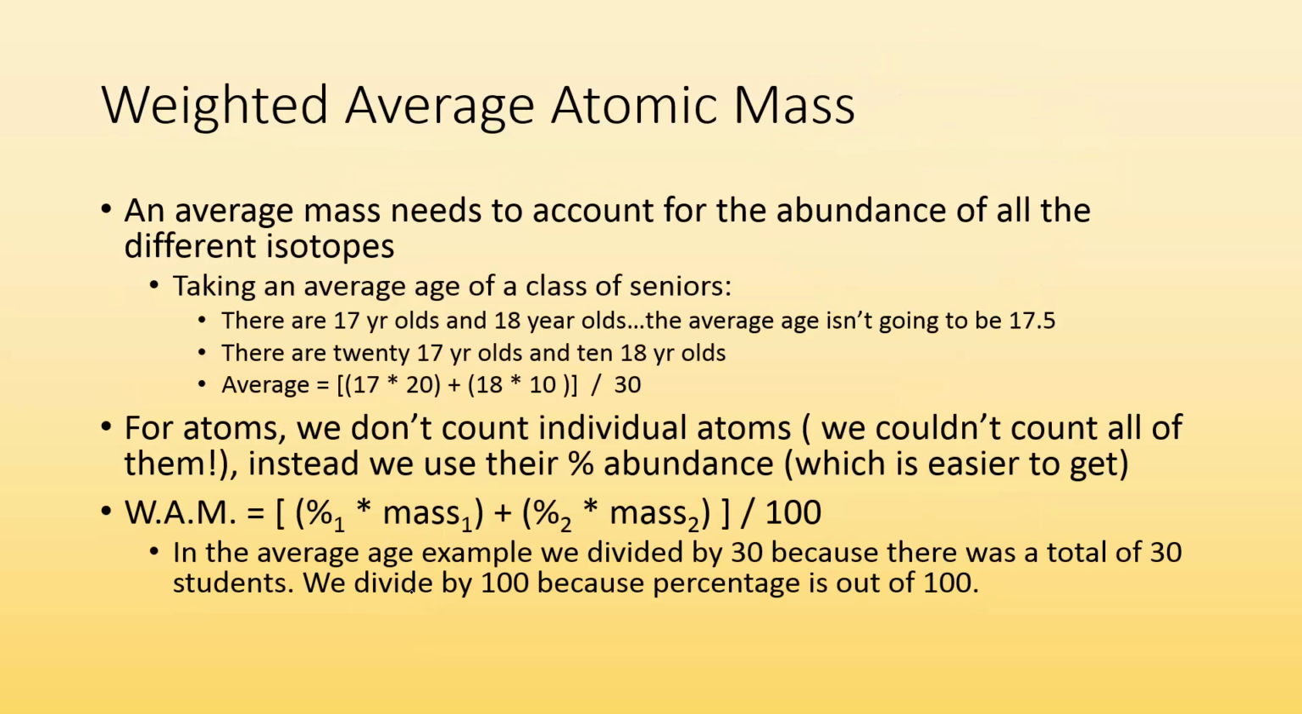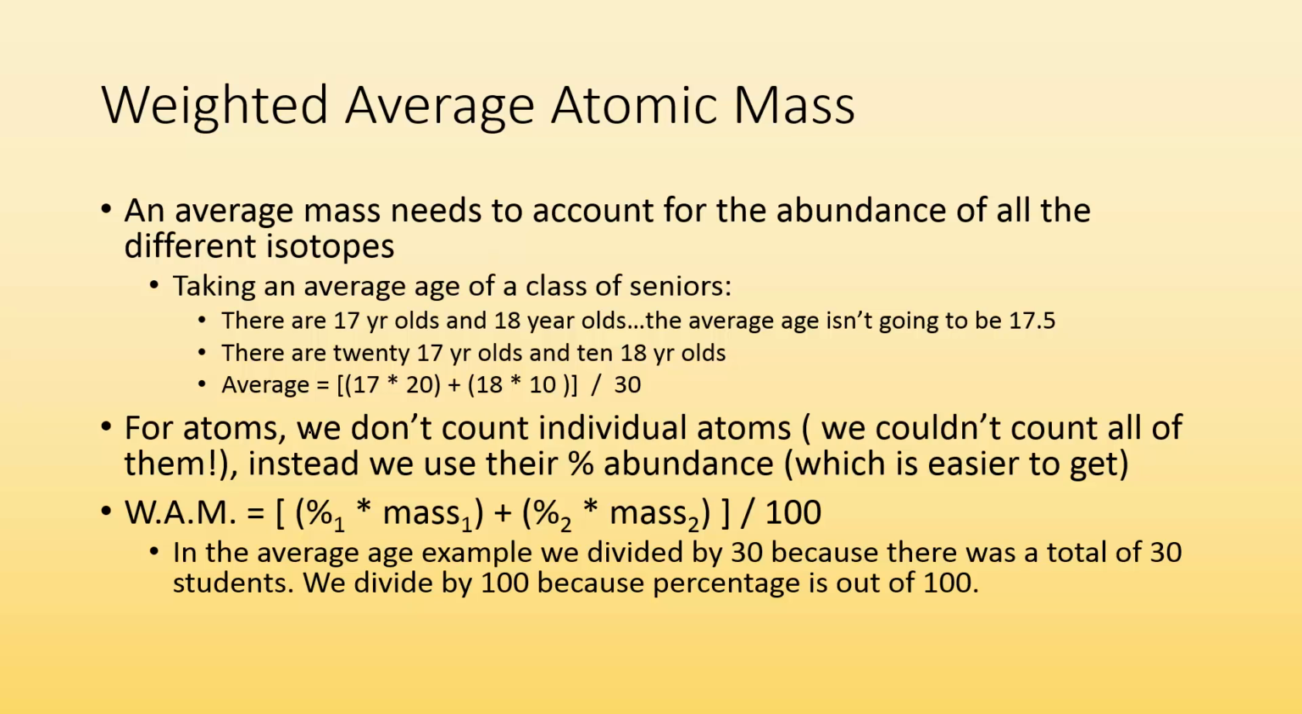All right, weighted average atomic mass. Going to do some math here. So an average mass needs to account for the abundance of all the different isotopes. For example, if we were taking the age of a class of seniors, all right, in my classroom, there are 17-year-olds and there's 18-year-olds. The average isn't going to be 17 and a half, right? I have to account for how many there are of each age.